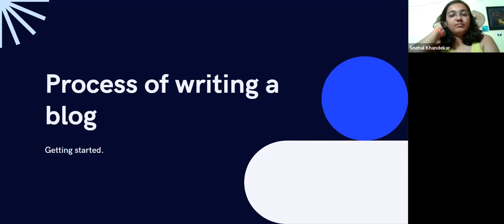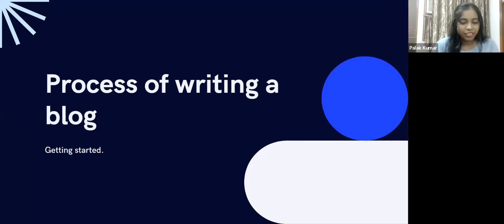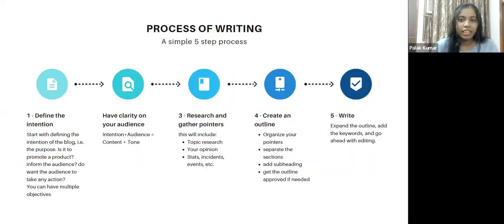Palak? So coming to the process of writing a blog. Now, this is a simple 5-step process that I basically follow, but this process can vary from person to person. But this is something that has always worked for me. So the first step is defining the intention of the blog.